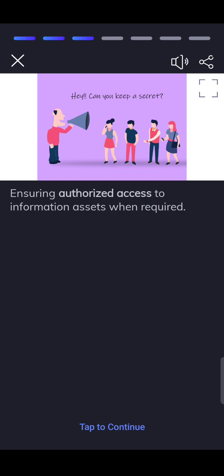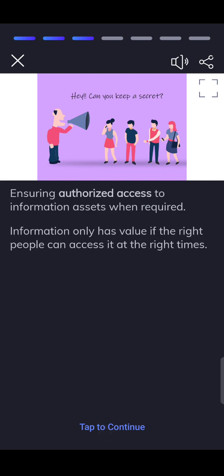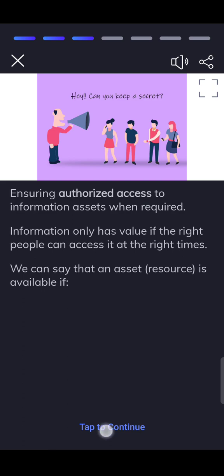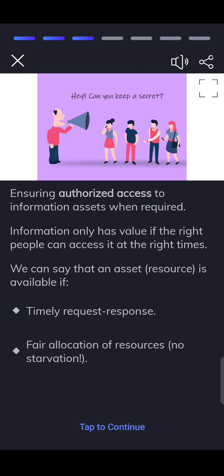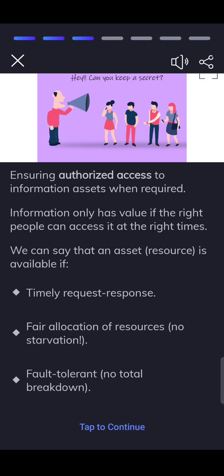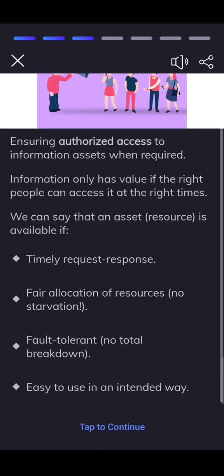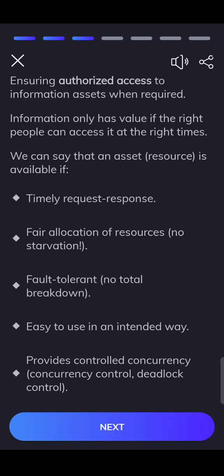Ensuring authorized access to information assets when required. Information only has value if the right people can access it at the right times. We can say that an asset, or resource, is available if it gives a timely response to requests. Fair allocation of resources, no starvation. Fault tolerant, no total breakdown. Easy to use in an intended way. Provides controlled concurrency, concurrency control, deadlock control.